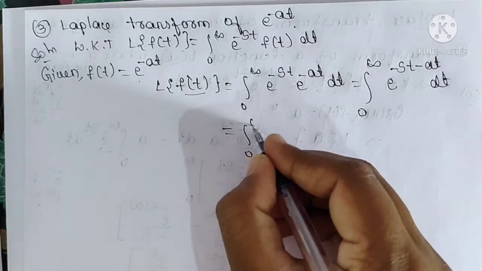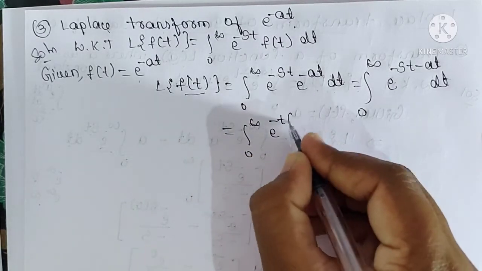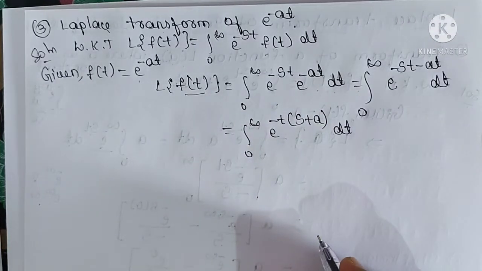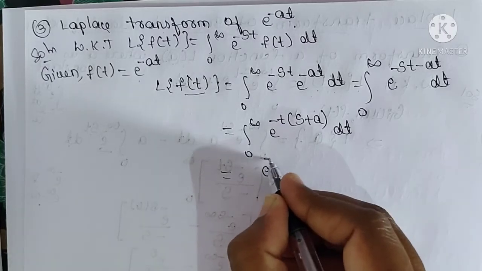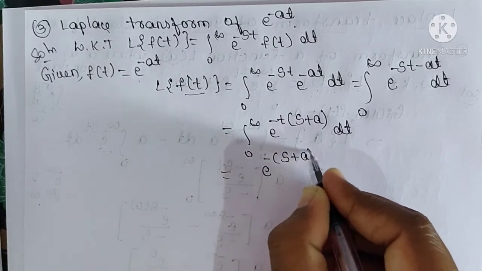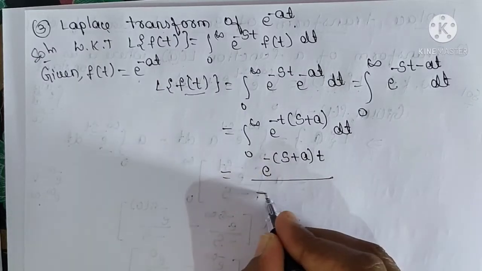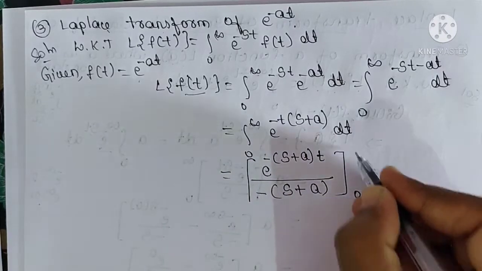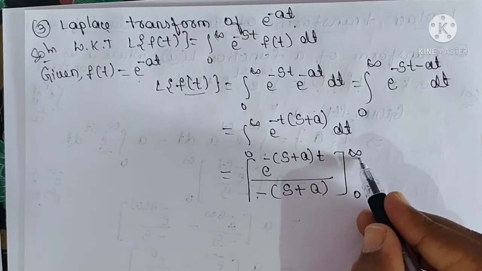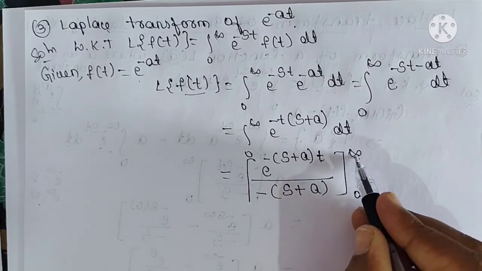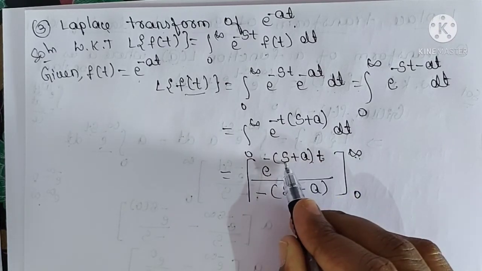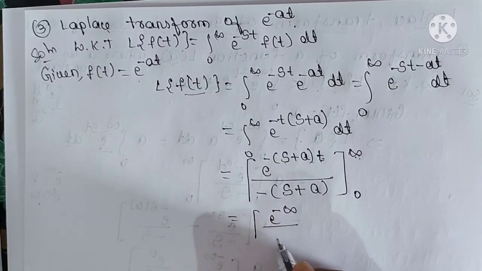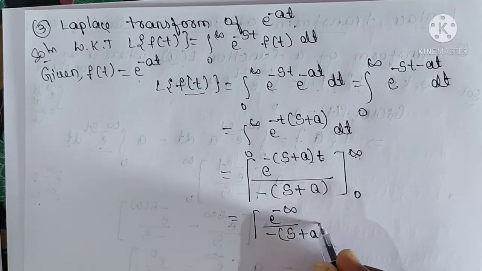From 0 to infinity, here you take minus t as a common factor, remaining s plus a, dt. Now integrate with respect to t: e to the power of minus (s plus a) t divided by minus (s plus a), limits 0 to infinity. Now first apply the upper limit. If t is equal to infinity, then infinity times (s plus a) is infinity, so we get e to the power of minus infinity divided by minus (s plus a).